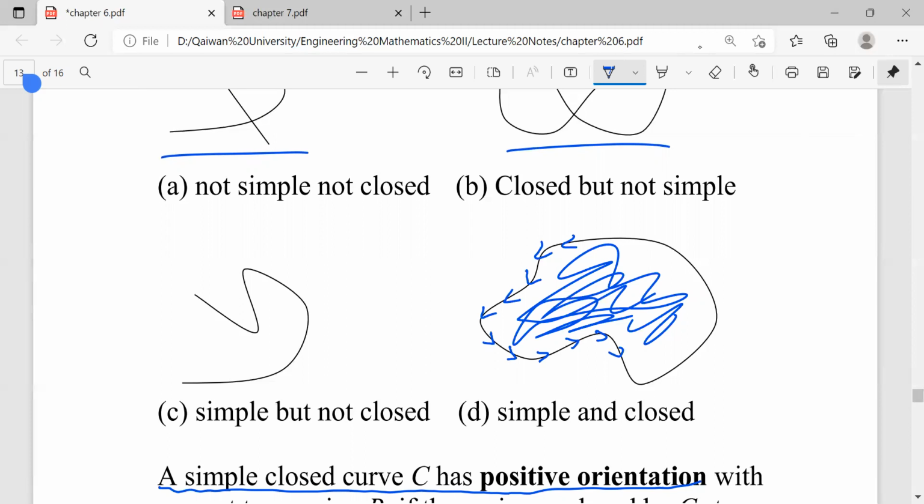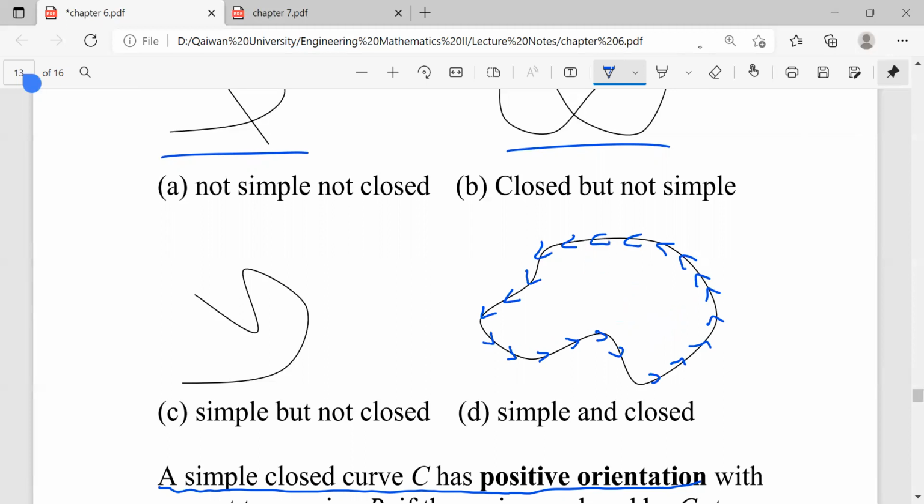And this is the region. As you see, it goes counterclockwise. This is the region R. So here, since the orientation is counterclockwise, as you see, the region is always on the left of the curve, because the orientation is counterclockwise.